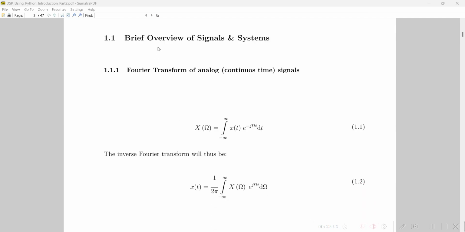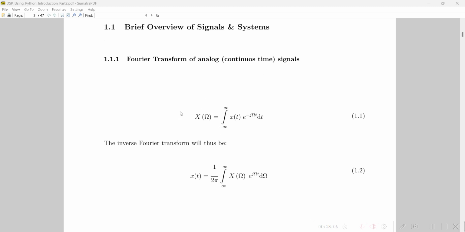Now, brief overview of signals and systems. The first one, Fourier Transform of analog or continuous time signals. Here you see the equation necessary for our discussion. Capital X of capital omega is an integration of x of t times e to the power of minus j times capital omega t dt. Okay? And the inverse Fourier transform, you see the equation. You need to write them down carefully for further discussion. All right.